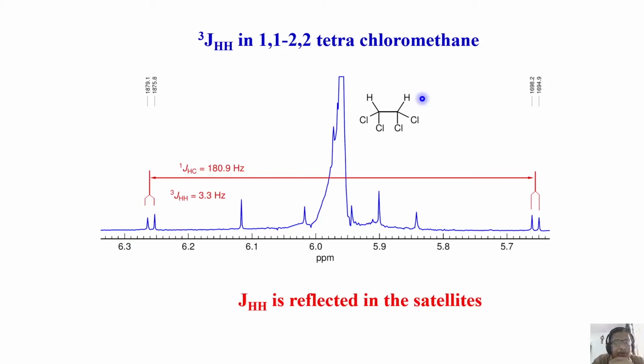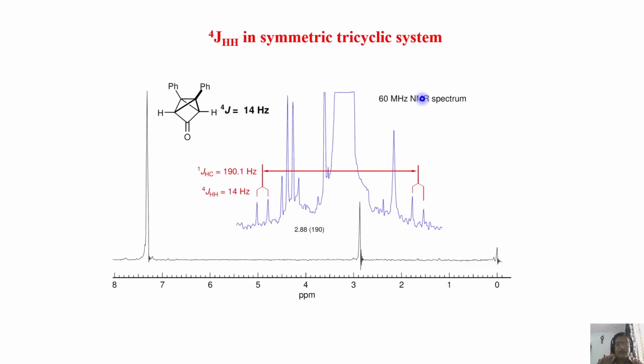So in the satellites, when you look at it, most often you will break the symmetry. As a consequence, some of this information which you don't get from 1D NMR, you can start getting. This is an example where 4-bond HH coupling in the symmetric spectral system can be measured from the satellites. This is a spectrum which you enlarge in intensity.